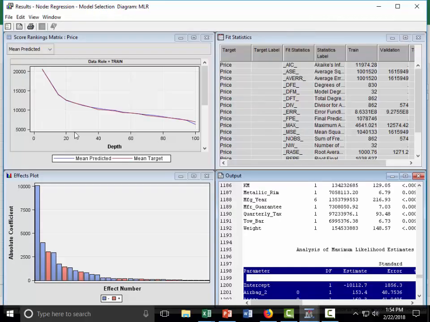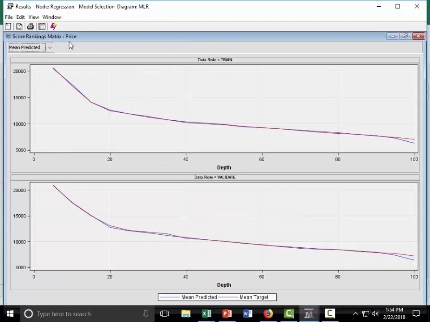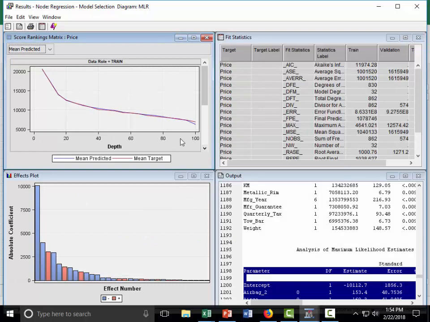Part of the results is what is called the score ranking matrix. Mean predicted and mean actual, both are used. So mean predicted and mean target, and we have that for train as well as validate. So this is like a lift chart, except that you don't find a ratio.